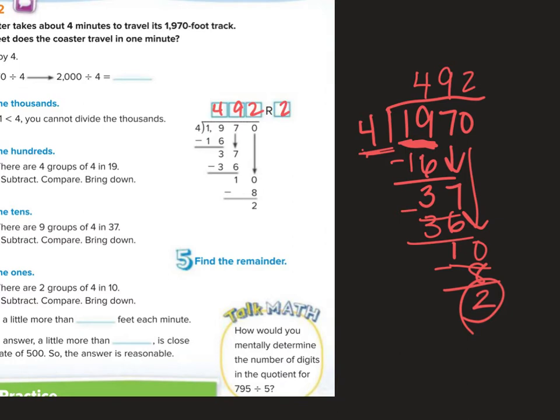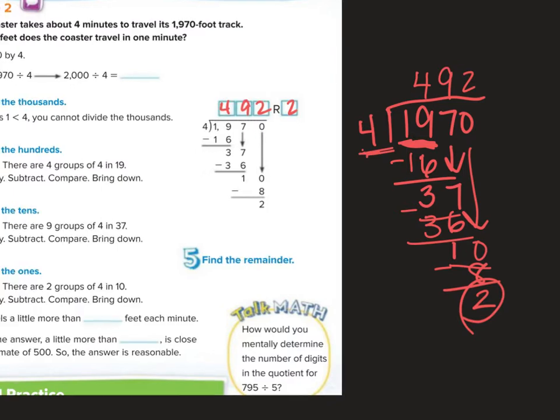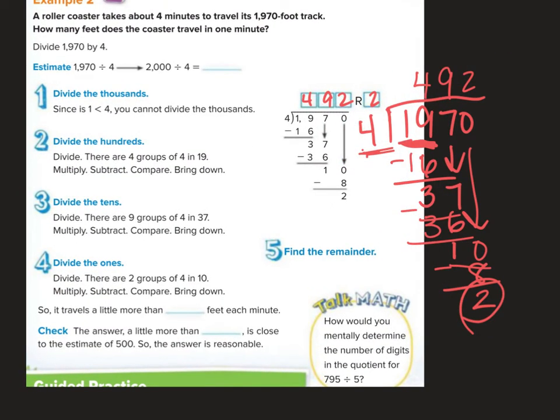So let's see, what does our problem say we're supposed to do here? It travels a little more than 492 feet each minute. Okay, check. The answer, a little more than 492, is reasonable because our estimate was about 2,000. Oops, sorry, I skipped that part. Up here, we were saying 1,970 is about 2,000.